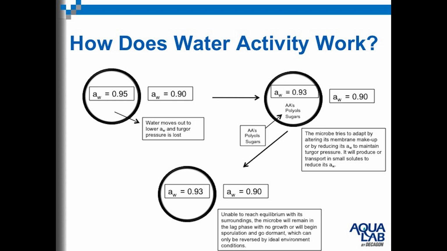If it encounters conditions where the water activity is lower than the conditions inside of the organism, then water wants to move out of the organism instead of into the organism, and we call that osmotic stress. And as water preferentially moves out to the lower water activities, that causes a loss in turgor pressure by the organism and causes it to not be able to replicate or go through its required metabolic processes. And so it essentially has to stop. It has to go into a dormancy stage.